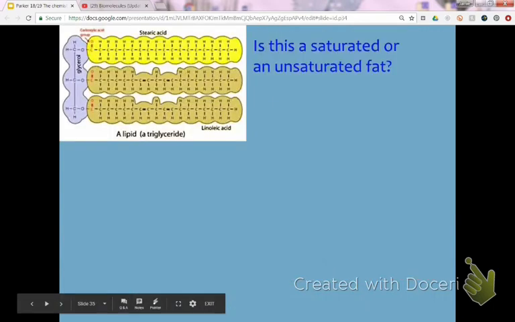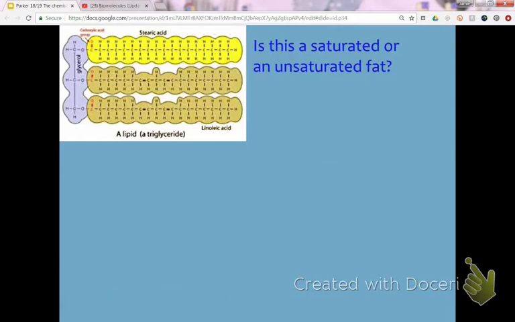Is this fatty acid saturated or unsaturated? Blurt it out. Very good, unsaturated. And how do you know? Double bond, double bond, double bond, double bond. So this one is unsaturated.